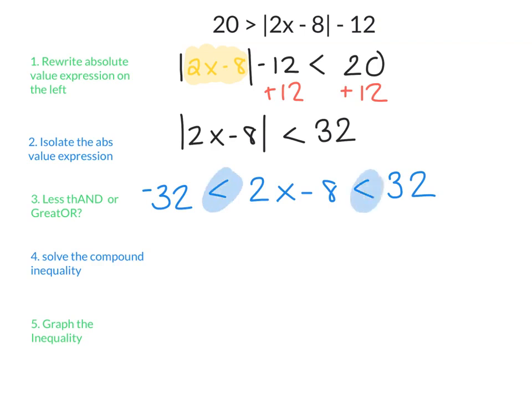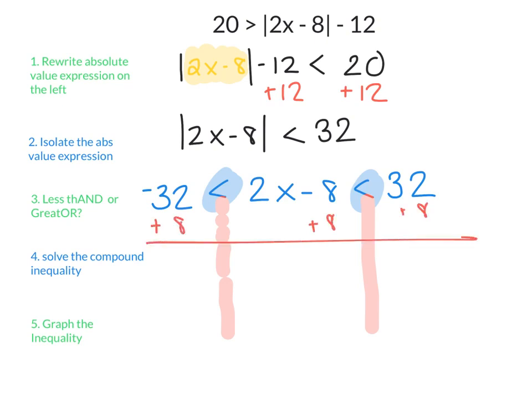Okay, so now you're going to work your compound inequality, solving so that the x is alone in the middle. So I'm going to add 8 in the middle, so I need to add 8 on the right and the left. So negative 32 plus 8 is negative 24.